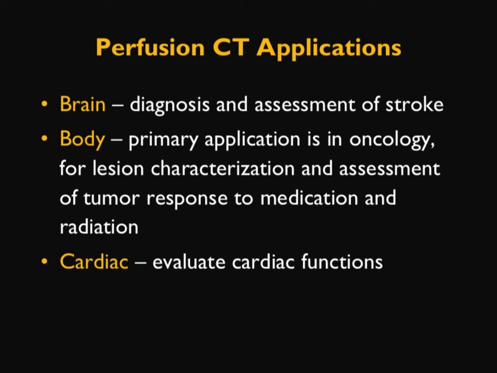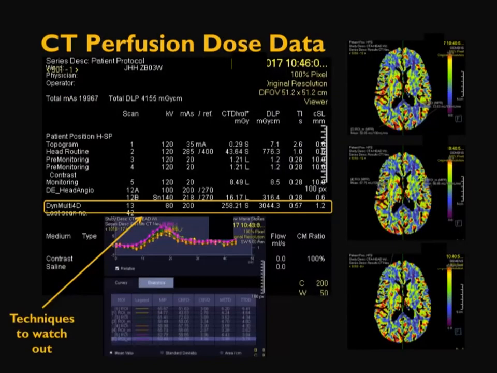However, we are also beginning to see perfusion CT application in the body regions. Primary application is in oncology, where lesion characterization and assessment of tumor response to medication, chemotherapy, and radiation can be studied by doing body perfusion. The other application is cardiac CT perfusion, which can be used for evaluating cardiac function. So let me show you here what a typical CT perfusion dose data looks like.